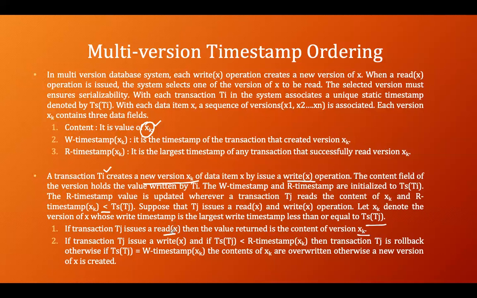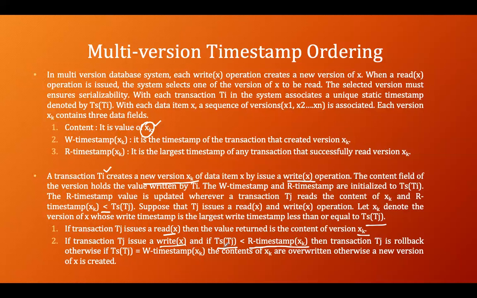If the transaction TJ is issuing the write operation, then what will happen? If the timestamp of TJ is less than the read timestamp, then the transaction is rolled back. What is the meaning of this? The meaning is you are the older transaction, and some newer transaction has already read the version. Then if you write on X, it is of no use. It will be an obsolete value. So the write operation is not allowed.